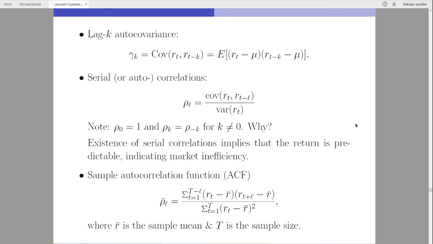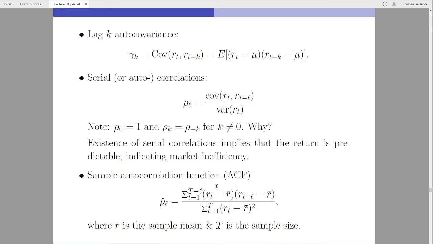Now, the existence of nontrivial correlations implies that the return is predictable. A predictable return indicates the market is not exactly efficient, in the sense that it's not exactly working as, okay, how can I explain this? It speaks about a certain cyclical character of the market. That's something that shouldn't happen. Now, speaking of correlation, this is a concept that is going to appear all over the course, which is the sample autocorrelation function, ACF. You will be seeing ACF all across the course.